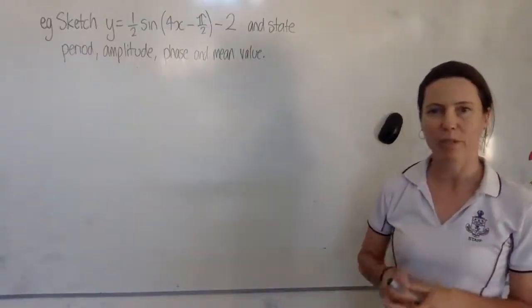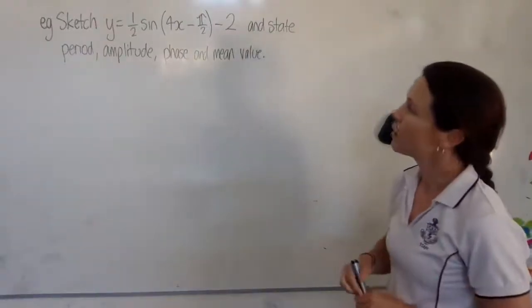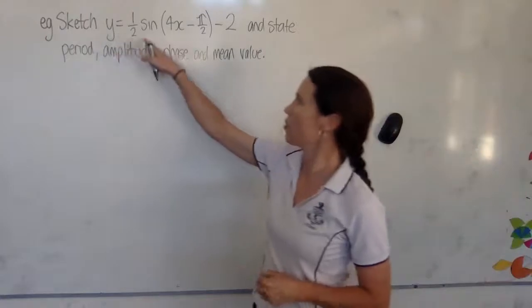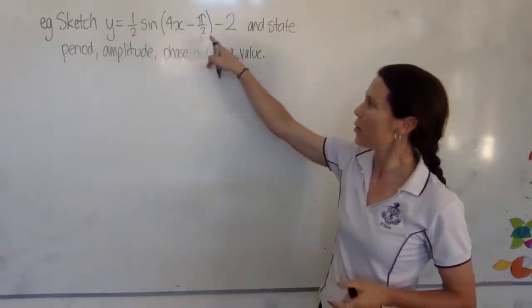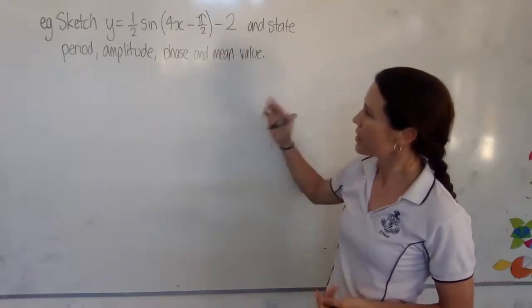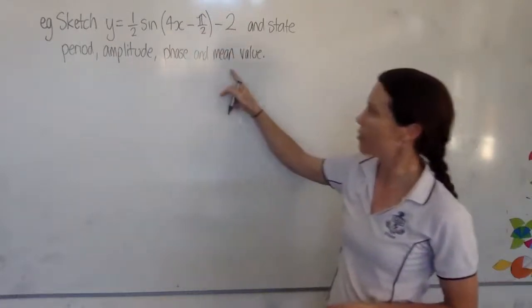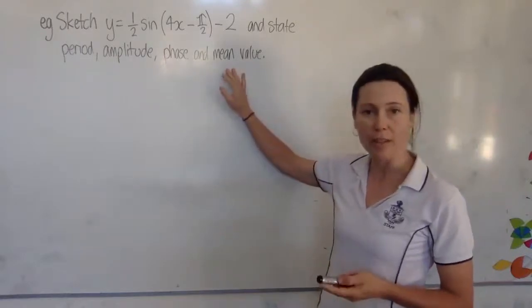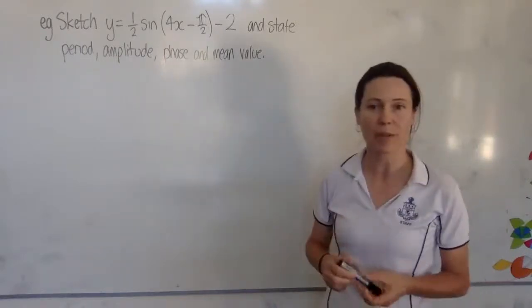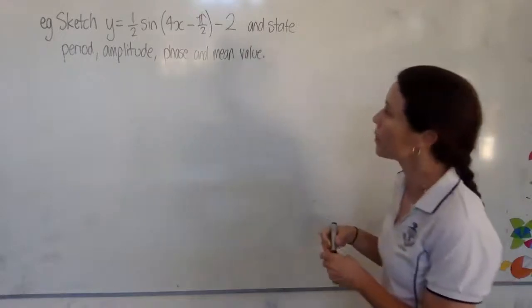Now we've got an example that brings all our skills together. So we need to sketch y equals half sine of 4x minus pi on 2, minus 2. And we need to also state period, amplitude, phase, and mean value. Now, whether or not the question asked you to do these things, it would be handy to do all four of those anyway because they're going to help us to make a sketch.